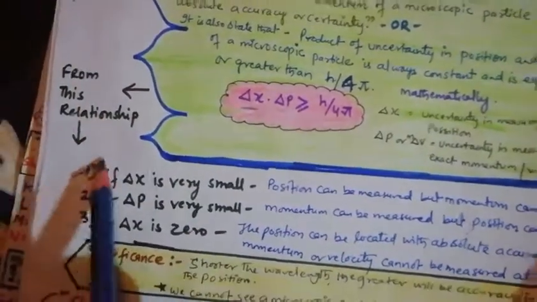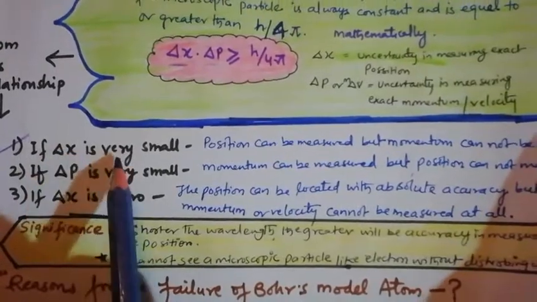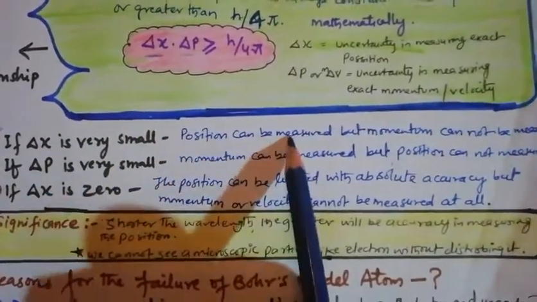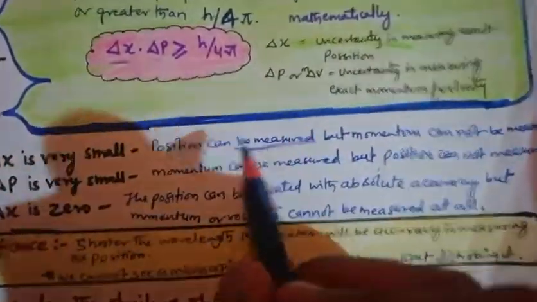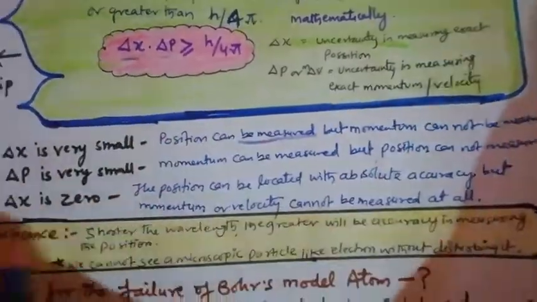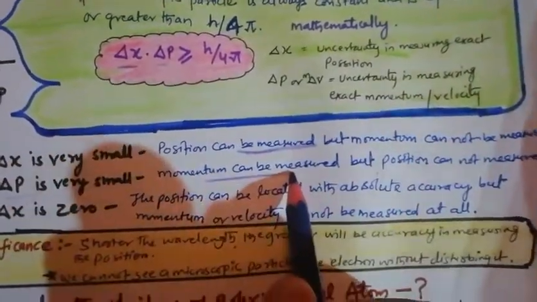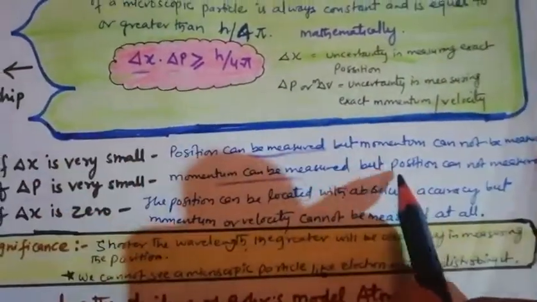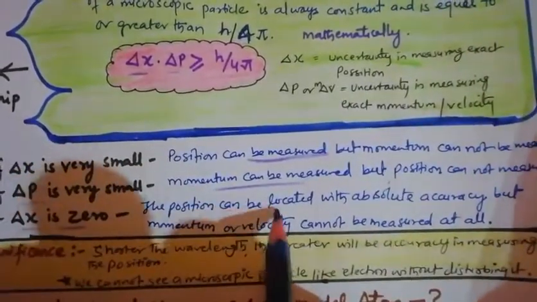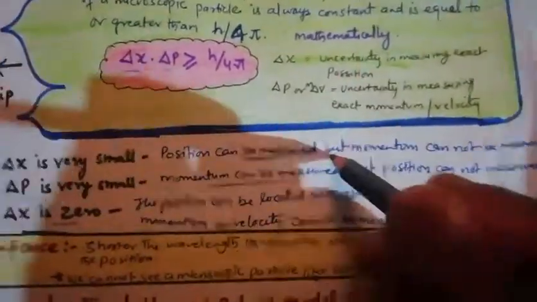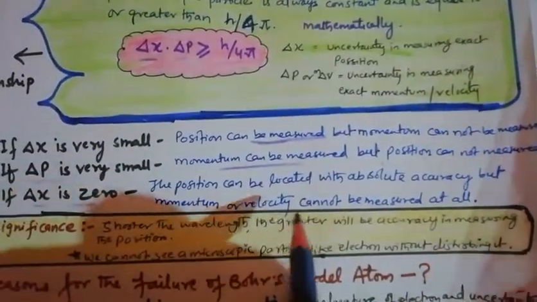There are three relationships from this equation. First, if the value of delta x, meaning the change in position, is very small, then the position can be measured, but momentum cannot be measured. Second, if the momentum is very small, as the speed is very small, then we can measure the momentum, but position cannot be measured. Third, if delta x is 0, the position can be located with absolute accuracy, but momentum or velocity cannot be measured at all.